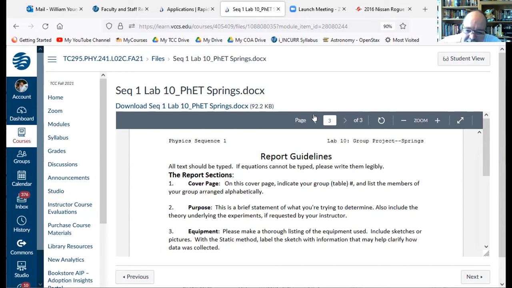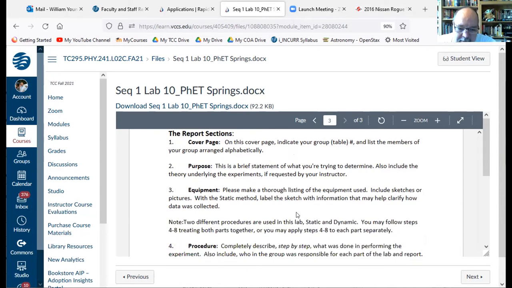In the equipment, please make a thorough listing of equipment used. Include sketches, pictures, static model, labels, and so on. Again, this is where I'm telling you, just take screenshots of the simulation software and put them in. Sorry, we had to use simulation software because of a giant pandemic. Note, two different procedures are used in this lab, static and dynamic. You may follow steps 4 through 8, treating parts together, or you may apply steps 4 through 8 to each part separately. Yeah, I agree with that.